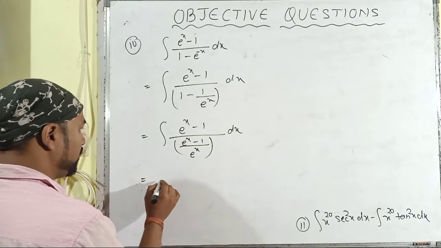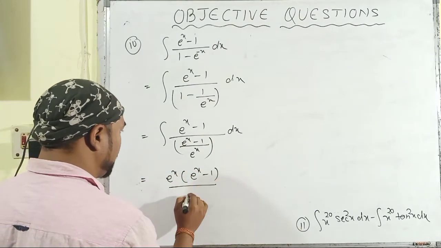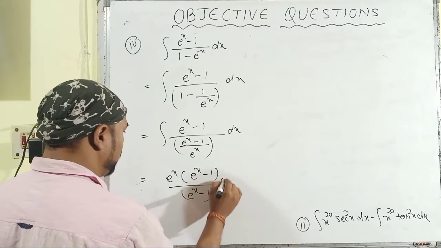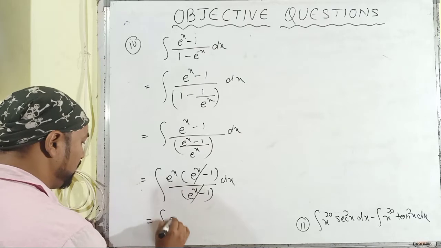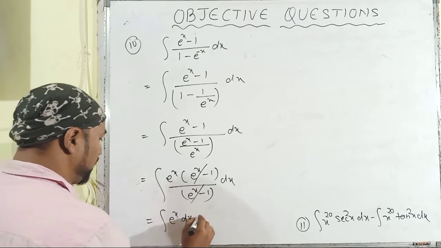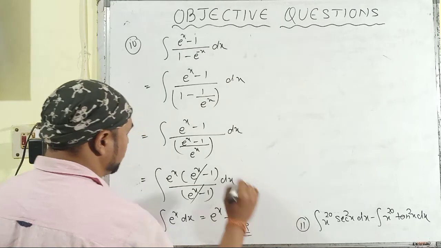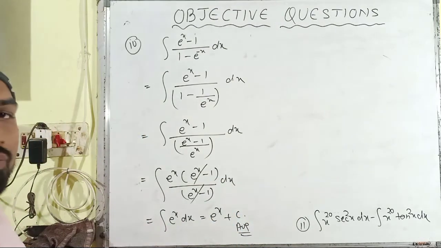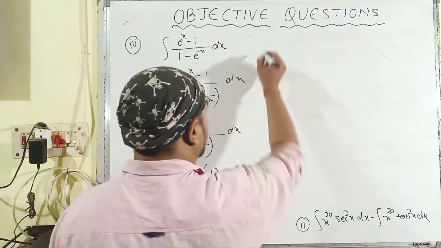so it will be e to the power x multiplied with e to the power x minus 1 divided by e to the power x minus 1. Cancelling both of the terms here, the integral of e to the power x with respect to x is e to the power x plus any constant c, and here is the answer or solution of the number 10 problem. Then proceeding towards the number 11.